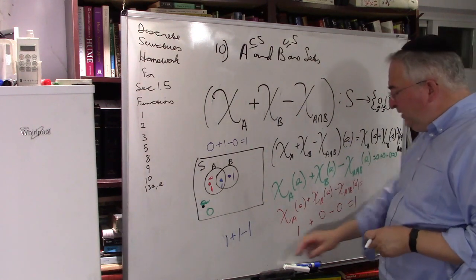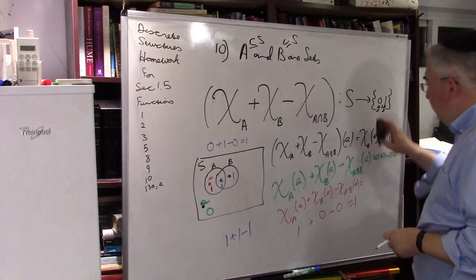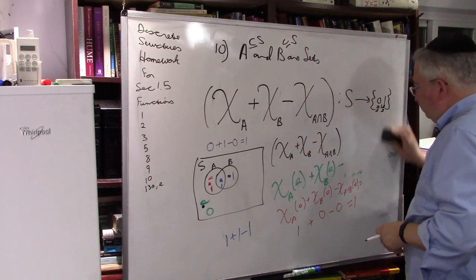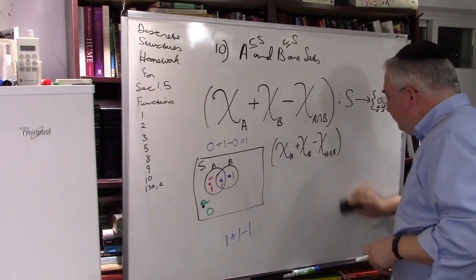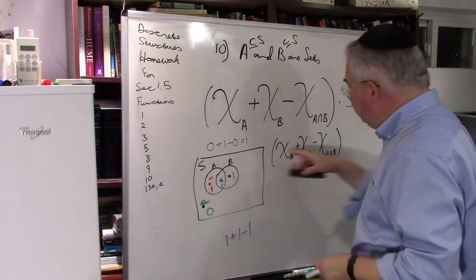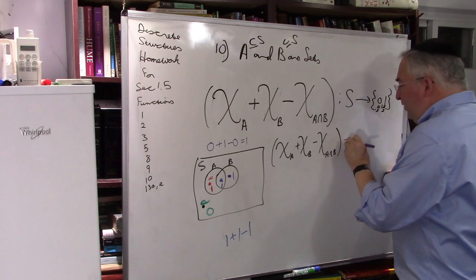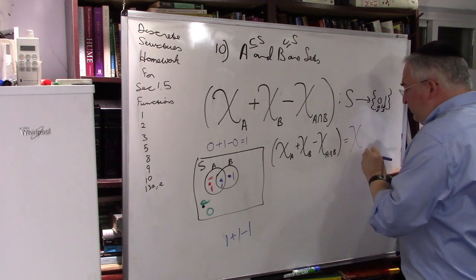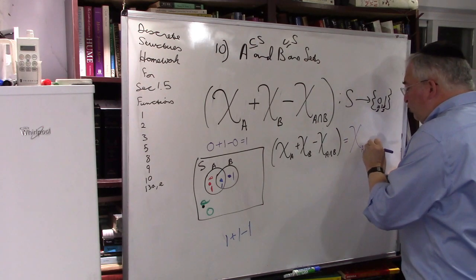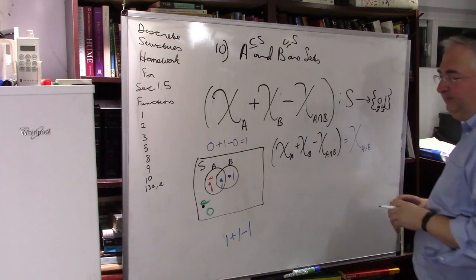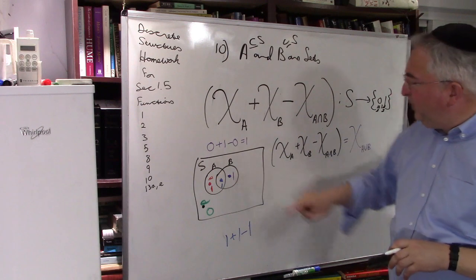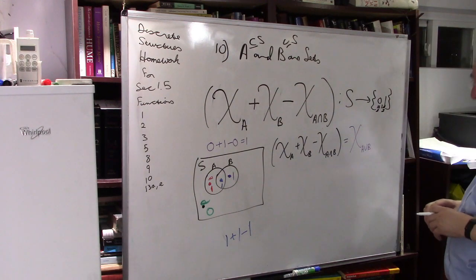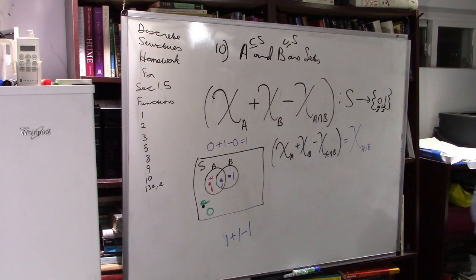So we can write this now as the following. When does this function output a 1? Answer, it's the characteristic function of A union B. It's the union. All of this is going to output a 1. That's that. Great.